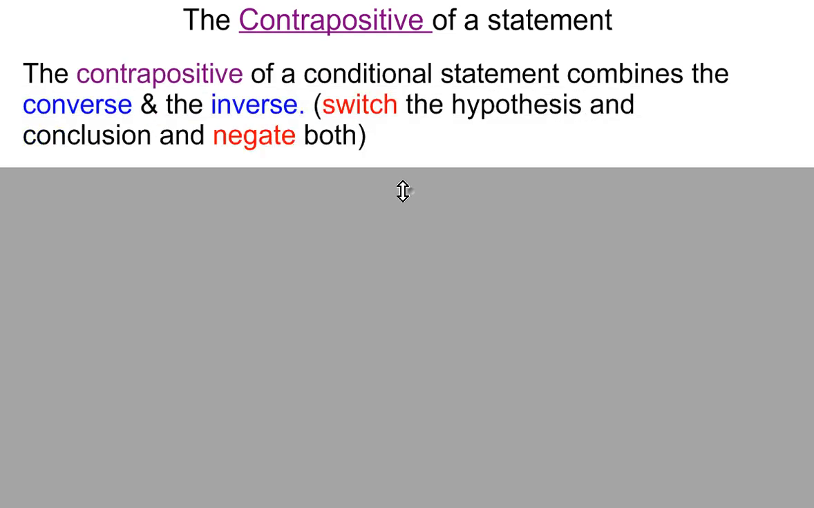So how do we form the contrapositive of a conditional statement? Well, the contrapositive of a conditional combines the converse and the inverse. In other words, not only do we switch the hypothesis and the conclusion, but we negate both of them. So if you need to put your player on pause, please do so. Take this down in your notes. This needs to be in your notes together with the examples.